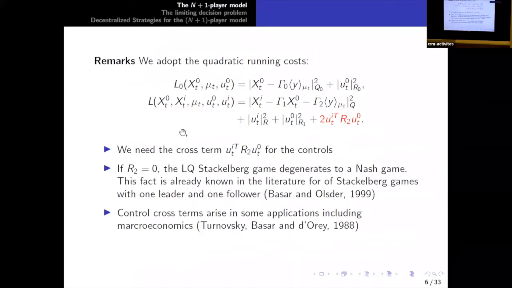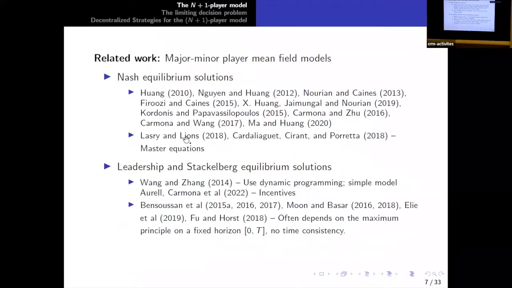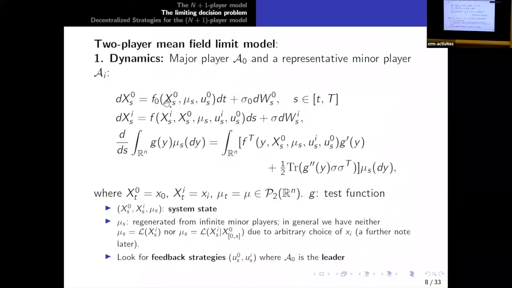So now in this picture, only two players are visible. Here we have the third equation. It is for the dynamics of the mean field generated by a continuum of minor players. You can regard this as a Fokker-Planck equation in a weak form. Here we use G as the test function, so that in the end we can write this kind of ODE in a weak form.